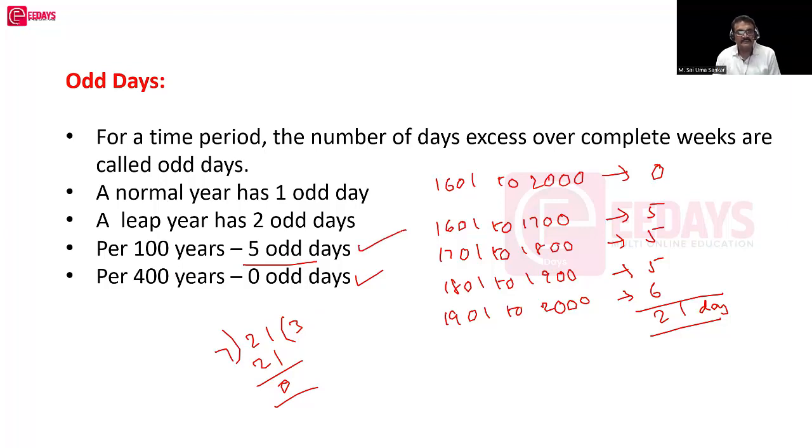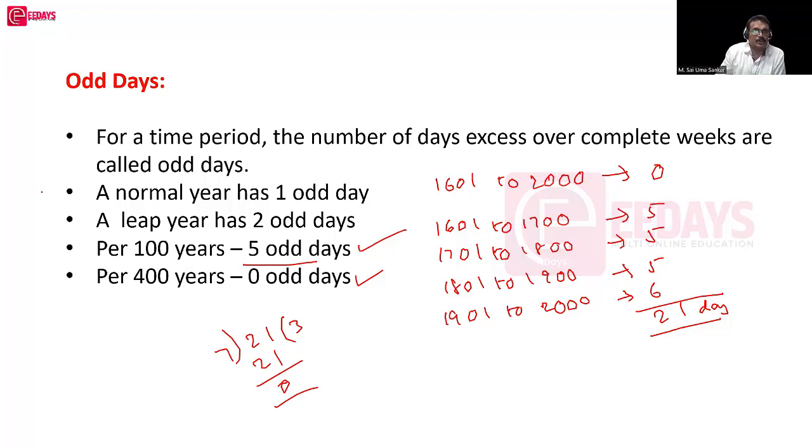Per every 100 years, the number of odd days is equal to 5. Okay. Here you must remember 3 basic points. One is what is a leap year, and the second is what is an odd day. What is a leap year? If a year is exactly divisible by 4, that year is called a leap year, except century years. A century year must be exactly divisible by 400. Next, the difference between a leap year and an ordinary year is, in a leap year, 2 odd days, and in an ordinary year, 1 odd day.